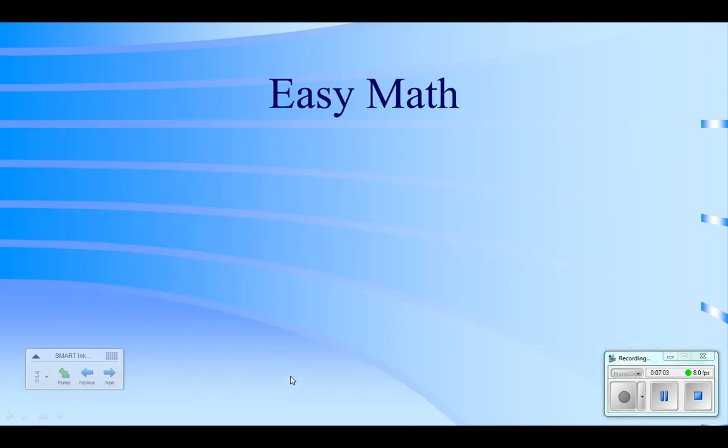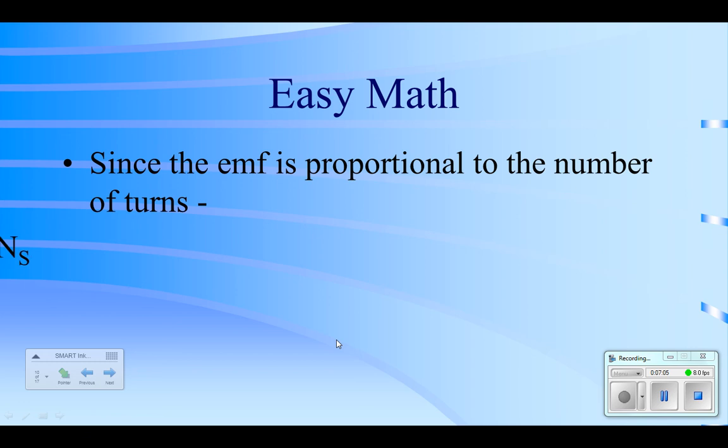All right. So this is really an easy math problem. So VP is the potential or the EMF in the primary side, N is the number of coils or turns in the primary side, and that has to be equal to the voltage on the secondary side divided by the number of turns on the secondary side. So it's just a simple proportion. So as the number of turns goes up, the voltage will go up, and as the number of turns goes down, the voltage goes down.